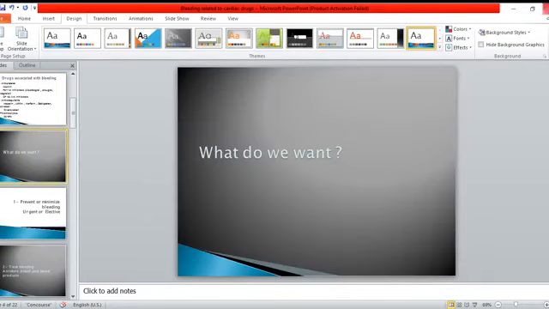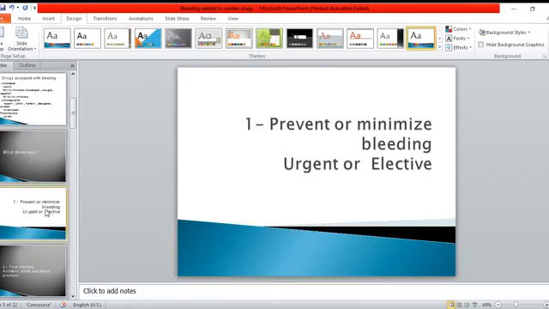So what do we want? We want to prevent or minimize bleeding urgently or electively. Urgently means if you have a patient and he is already receiving some antiplatelets or anticoagulants, and now he is in need of urgent surgery or urgent intervention that may cause significant bleeding. At this time we need to prevent this from happening, or at least to minimize this.